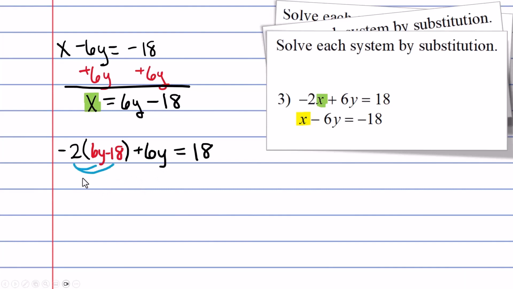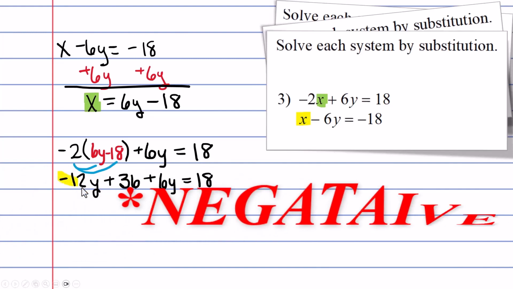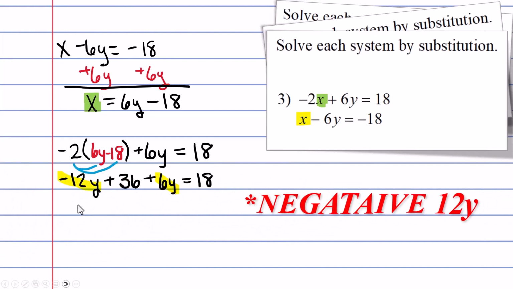This will be distributive property again. 2 times 6 is 12, so that's going to be a -12y because the 2 is negative. Negative times a negative is a positive. 2 times 18 is 36. The 6y was already there, and the 18 was already there. Now we need to combine like terms. I have a 12y and a 6y that I can put together.